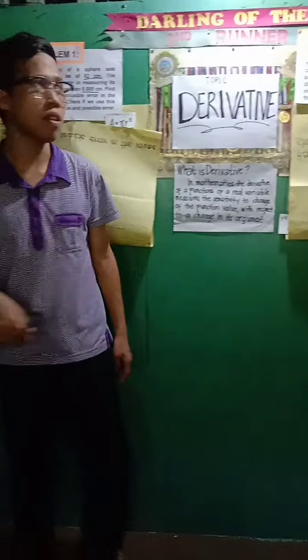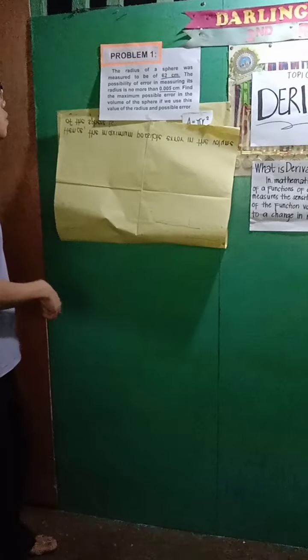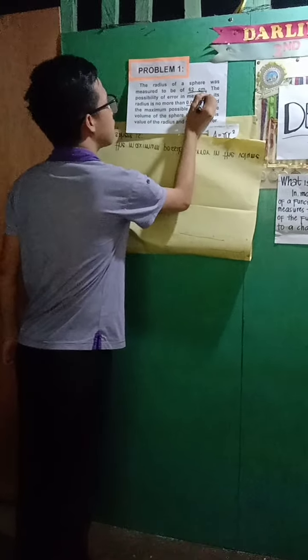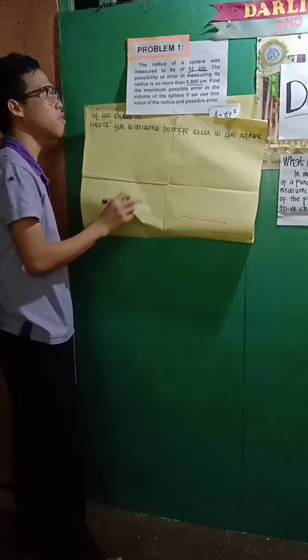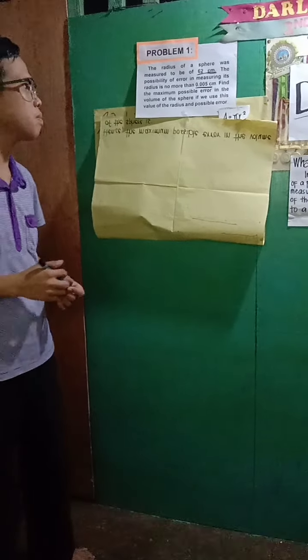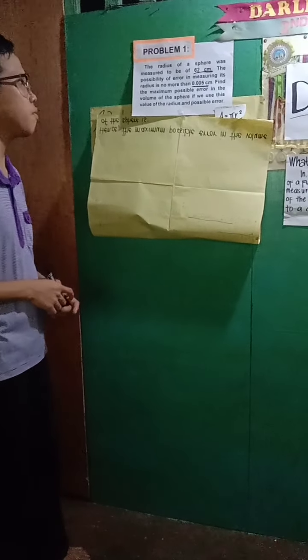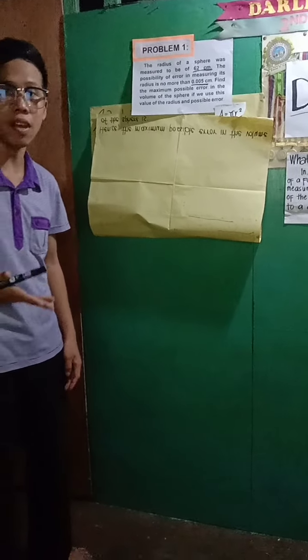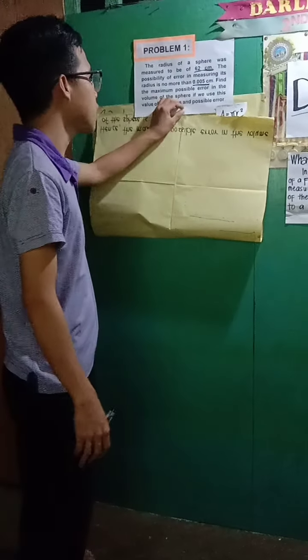So, problem number one. The radius of a sphere was measured to be 62 centimeters. The possibility of error in measuring its radius is no more than 0.005 centimeter. Find the maximum possible error in the volume of the sphere if we use this value of the radius. So here's my solution.